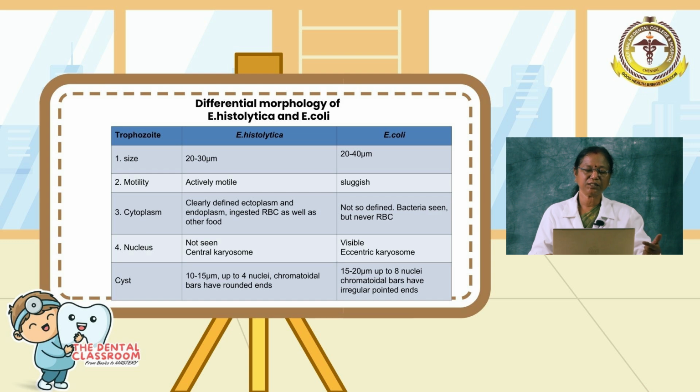In case of histolytica, the size is between 10 to 15 micrometer, and up to 4 nuclei are present, and there is also presence of chromatoidal bars, and these chromatoidal bars have rounded ends. These are the typical features of the cyst of histolytica.